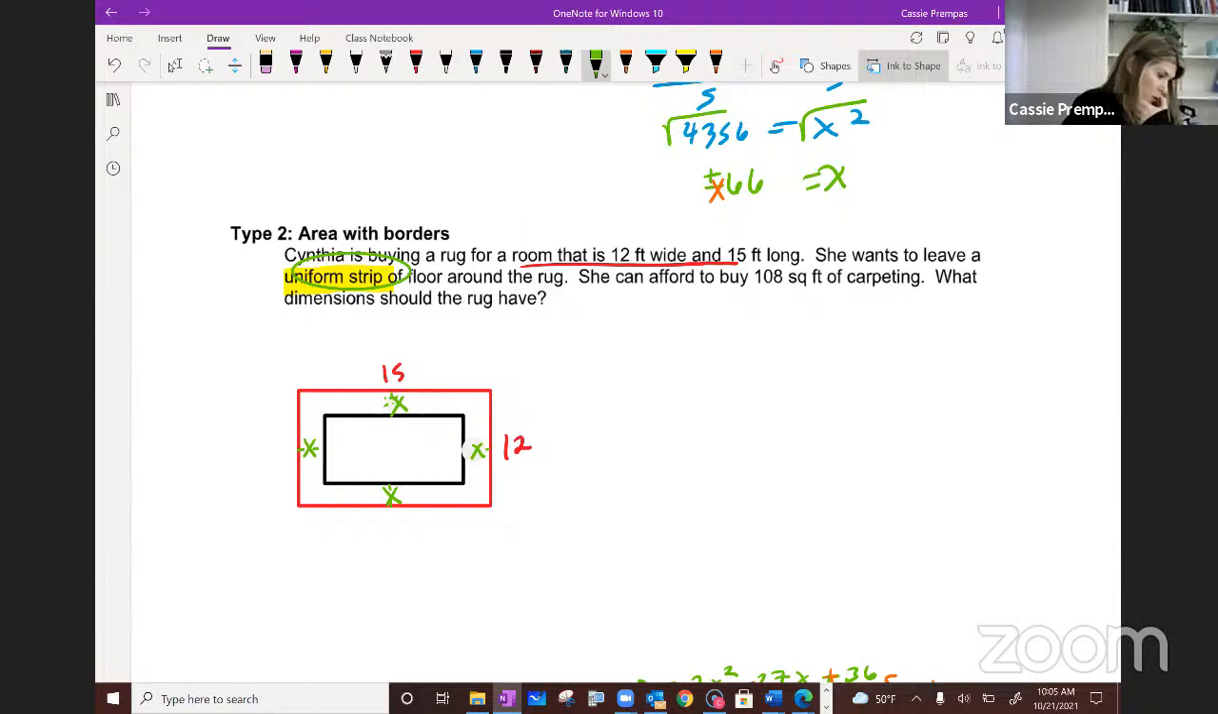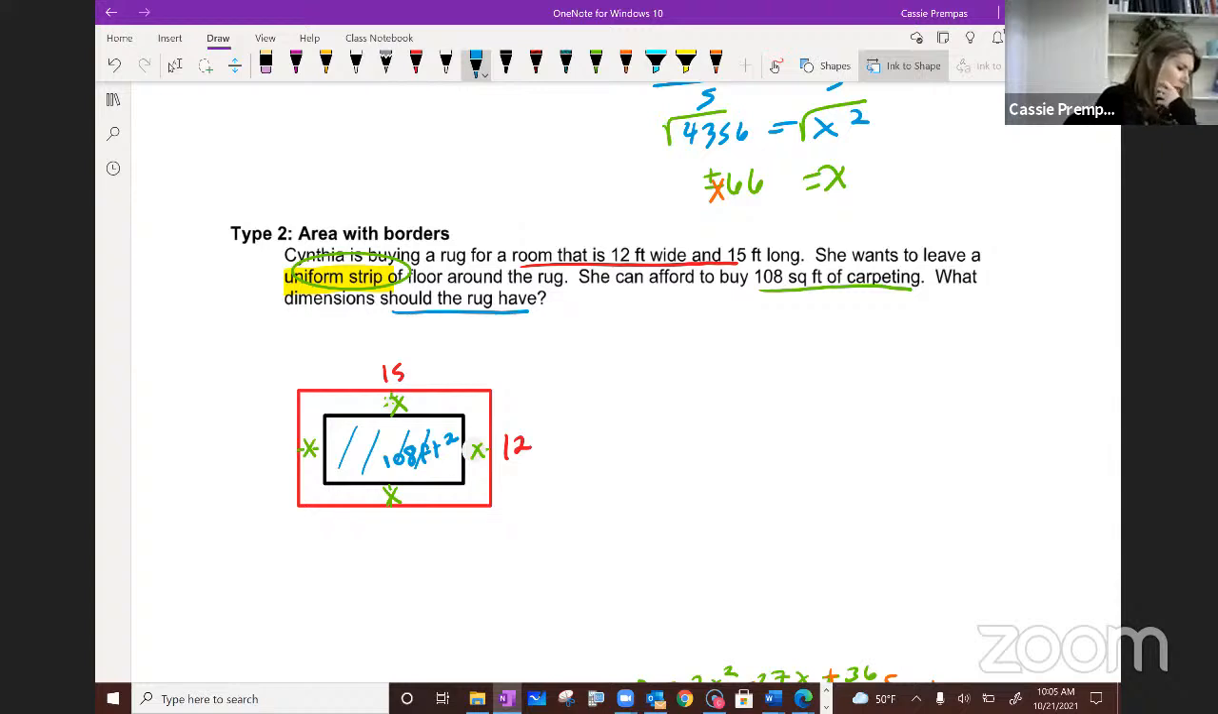Now, what else am I told? I'm told that she can afford to buy 108 square feet of carpeting. So that's area. That tells me the area of this carpet is 108 square feet. Now, what am I trying to solve for? It says, what dimension should the rug have? So I need to let something represent the width and another value represent the length.